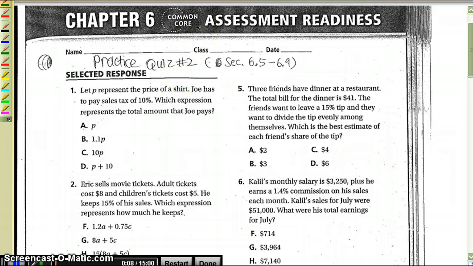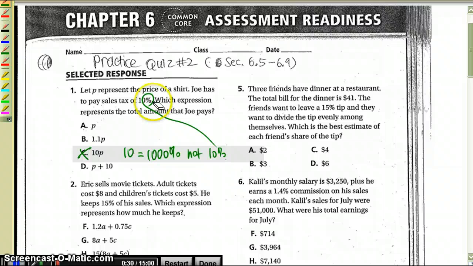In the first problem here, we are not choosing the letter C. That is not correct. I know a lot of us did choose that answer because we see a 10, but 10 means 1,000%. That's not the same as 10%. Okay, and I know a lot of you are looking for that. But look at the question and what it's asking.